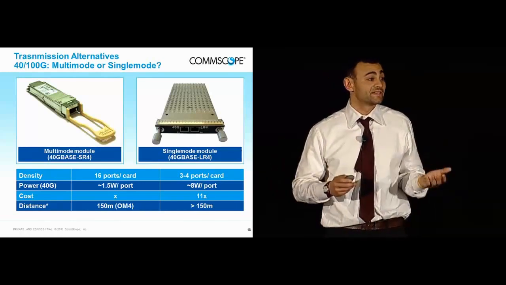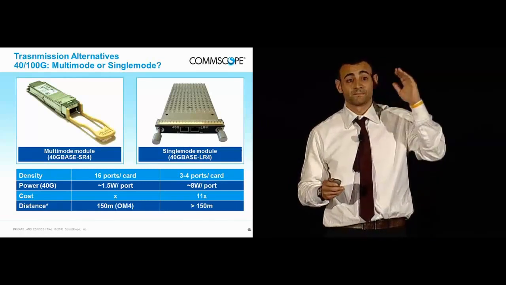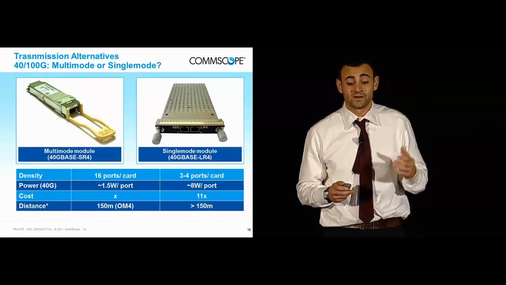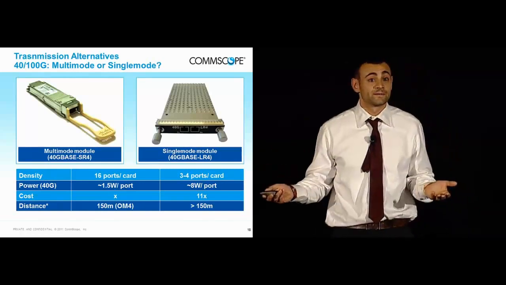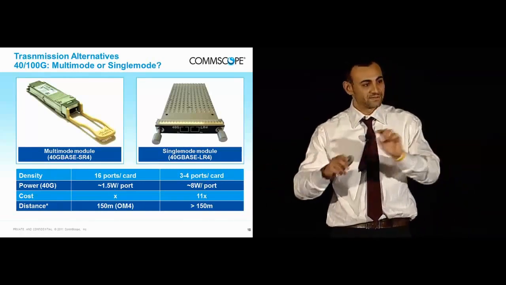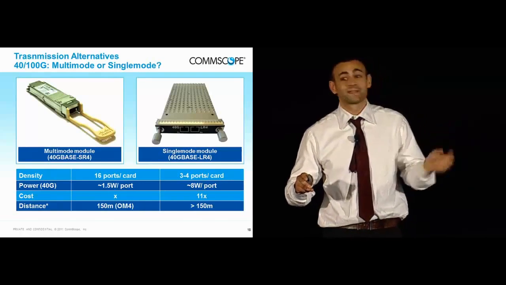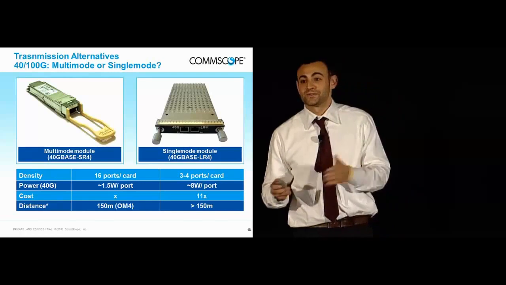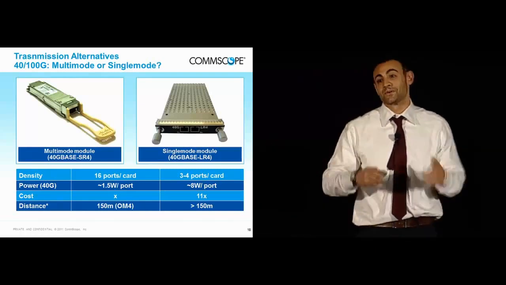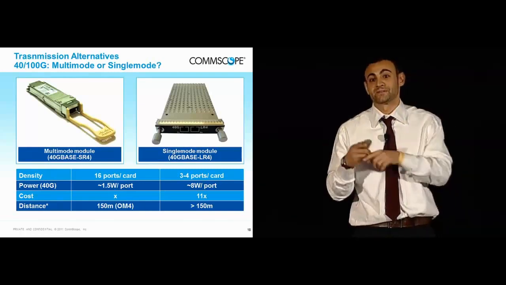Density. We talk about density now from layer 1 all the way up the physical layer. 16 ports per card versus 3 to 4 ports per card, right? So that's on a single card level. Think about how many ports your data center is going to need and how many cards your network switch can support, and the cost of the switch chassis as compared to the switch cards.